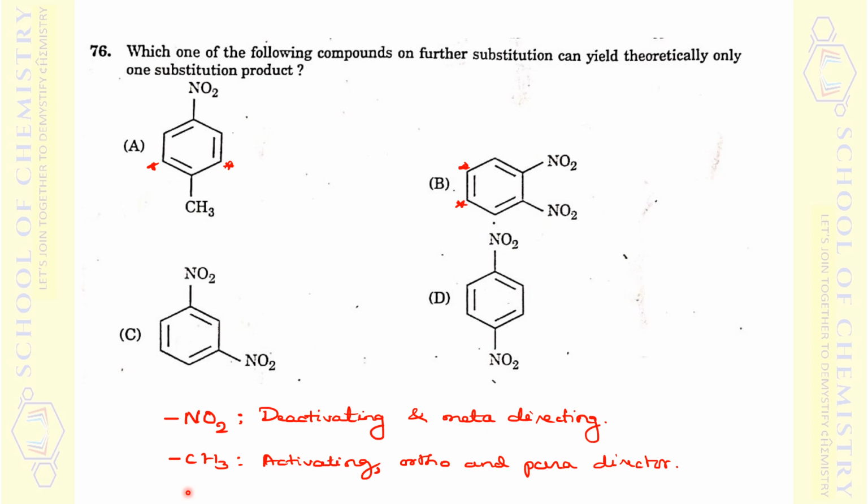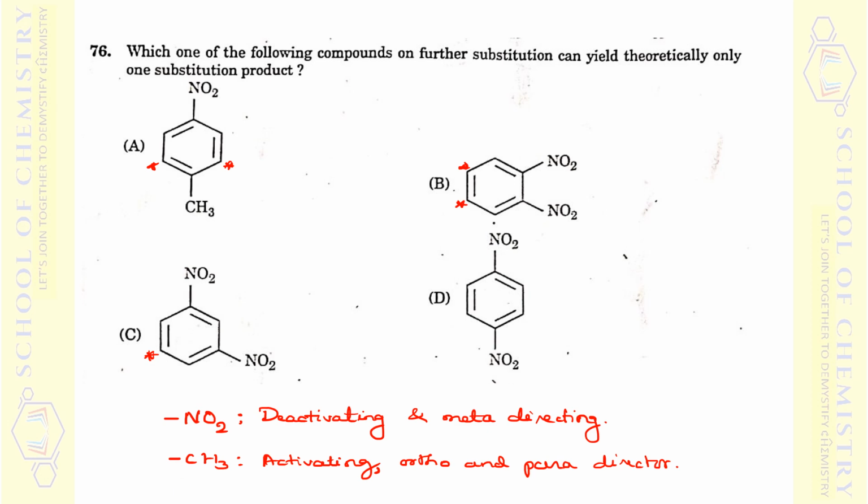Now further, if you go to option C, here with respect to this nitro group, meta is this position, and with respect to this nitro group, it is this position. So according to the question, substitution is possible only here, right? So it should theoretically yield only one product. That's what they are expecting.